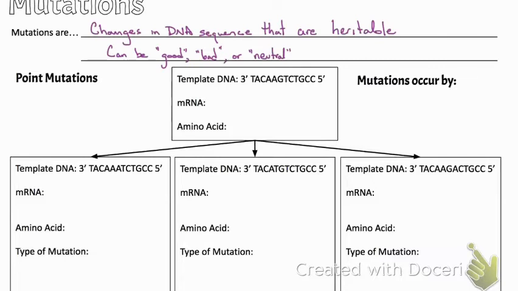Mutations are changes in a DNA sequence that are heritable. In other words, these are changes that can be passed down from a mother cell to daughter cells. These changes can be considered to be good, bad, or neutral in that they have no effect. But it's really a matter of perspective.